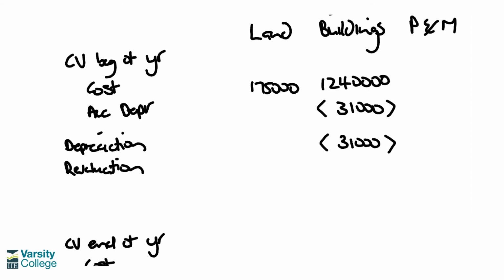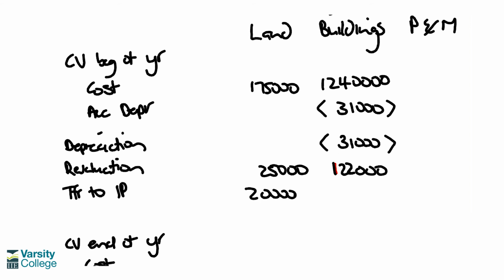So 122,000. And then the land we said already was 25,000. And now you can transfer to IP. And you just take it out. 200,000 comes out, and 1.3 million comes out. Which means at the end of the year, nothing. Simple. Land and buildings done.